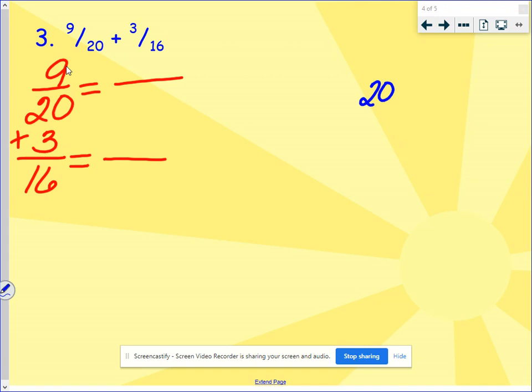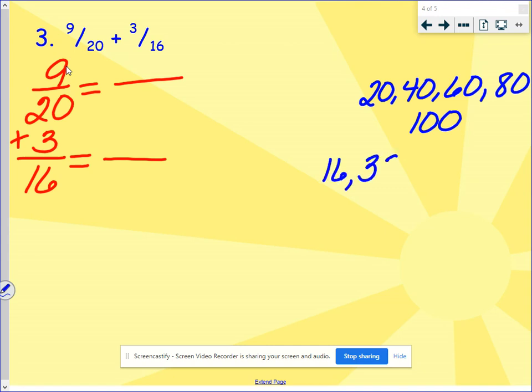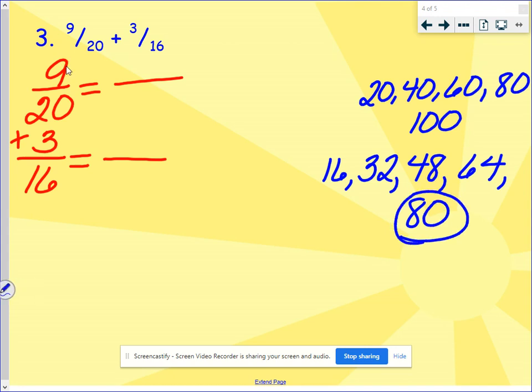20, 40, 60, 80, 100. Now let's see what 16 does. 16, then 16 times 2 is 32. Then 16 times 3 is 48. Then 16 times 4 is 64. 16 times 5 is 80. I now have found my lowest common denominator to be 80.